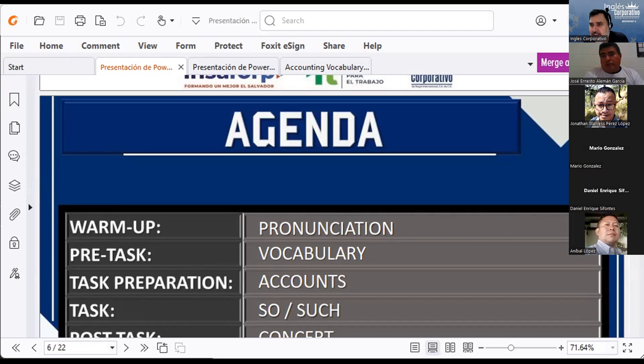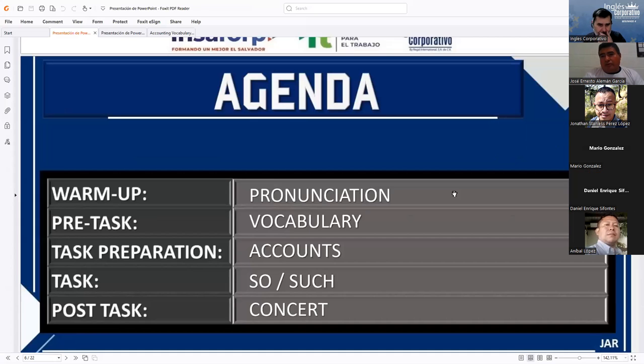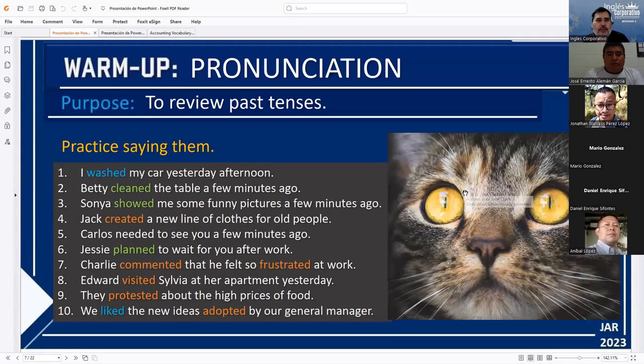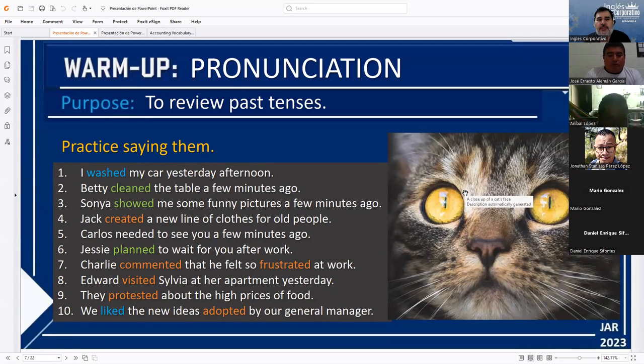Excellent. So, let's begin. We're going to begin talking about pronunciation. Maybe you remember last week we studied the verbs in the past, right? We studied the verbs in the past last week, so we're going to be working on that.